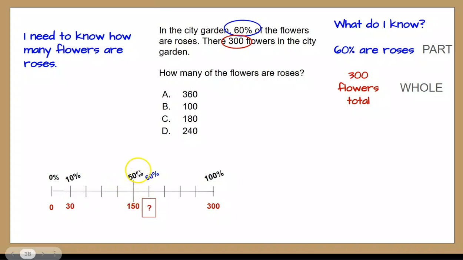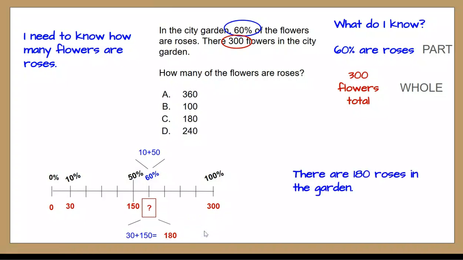So now I know I have 50% is 150 and 10% is 30. So if I put those two things together, 10% and 50%, I would have a total of 60%, which is what I need. So here, the same idea, we're going to combine these 10% and 50% of the roses, 30 plus 150 roses, is going to be equal to 180 roses. So there are 180 roses in the garden.